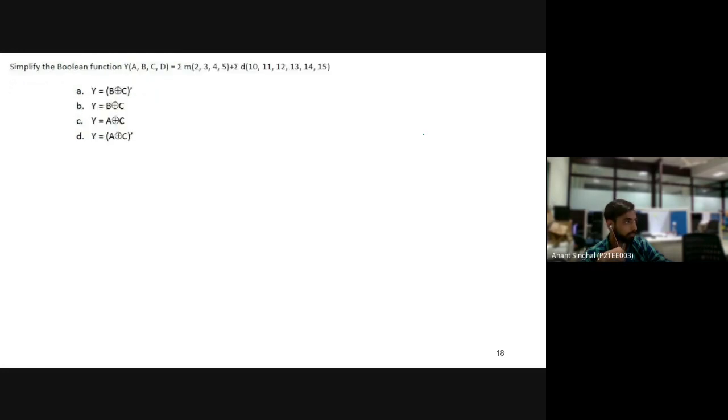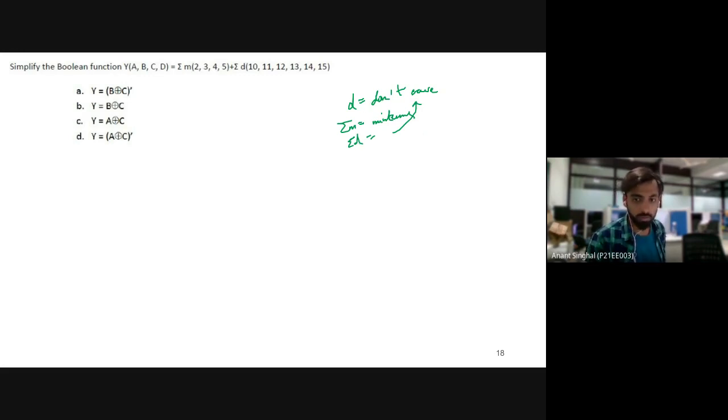Okay, so this is a K-map question now. You should try it by yourself, and then I'll also try to do it. So you need to just simplify the Boolean expression or the function given. And I hope you know this D denotes don't care. And this summation M denotes the minterms. And summation D is again don't care. So please try to solve this question and let me know what is the answer that you are getting. I'll give you 2 minutes. Then I'll solve it. You can use a K-map for this question.